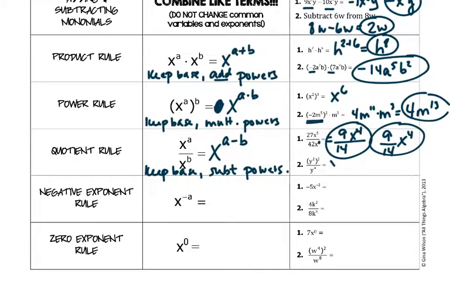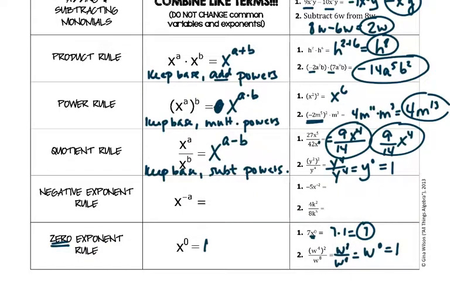This is a combo problem. y squared squared is y to the 4th over y to the 4th. This is going to become y to the 0 power, or 1. So I'm going to jump down to the 0 exponent rule. Anything to the 0 power is 1. And that doesn't always mean that the answer is 1. So here 7x to the 0 is 7 times 1, or actually 7. Here again w to the 8th over w to the 8th is w to the 8 minus 8, or w to the 0, which is 1.